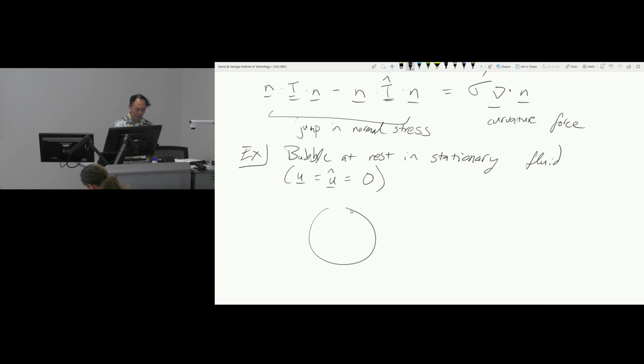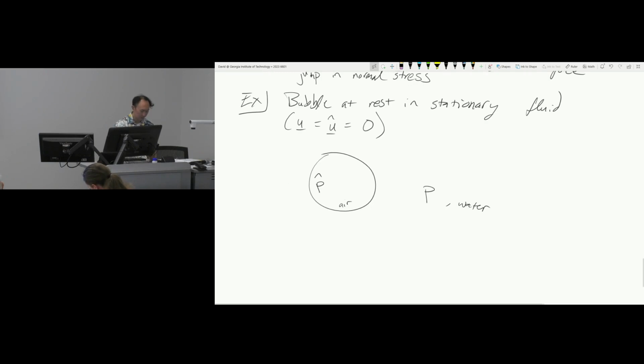So here's what this looks like. We've got basically a pressure on the outside and a pressure on the inside. We'll label them P and P hat. So we'll call this a bubble. We'll call this the air, and we'll call this water. We have the hat symbol here. So N hat goes towards your inner fluid. Regular N goes towards the water phase.